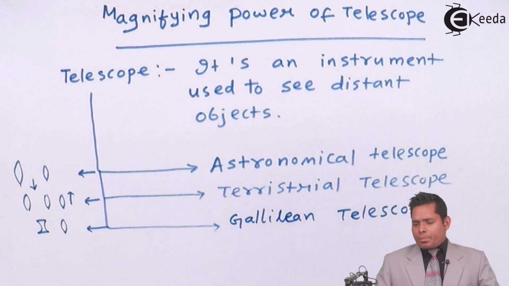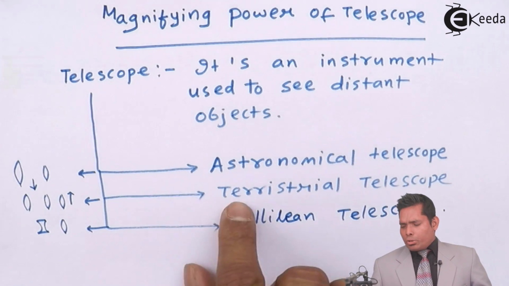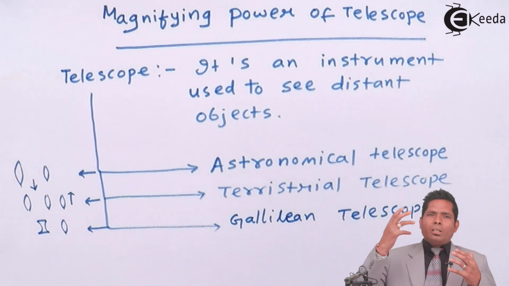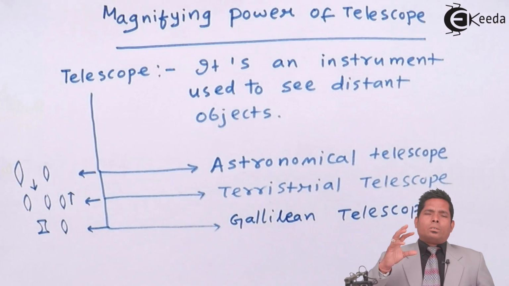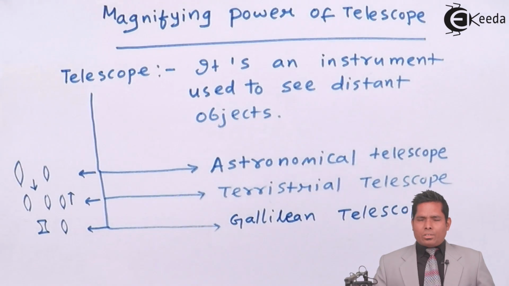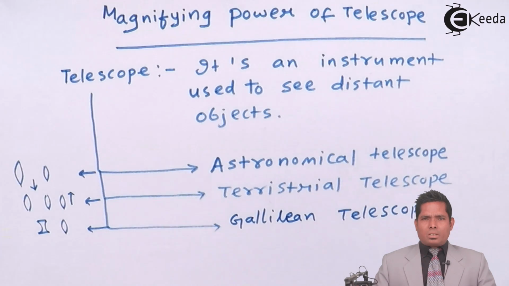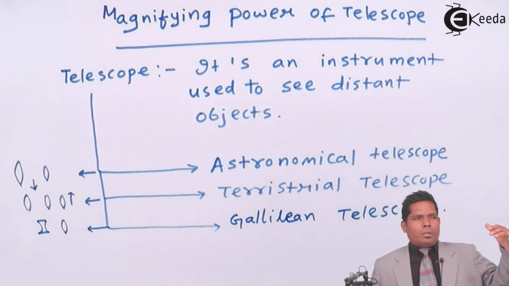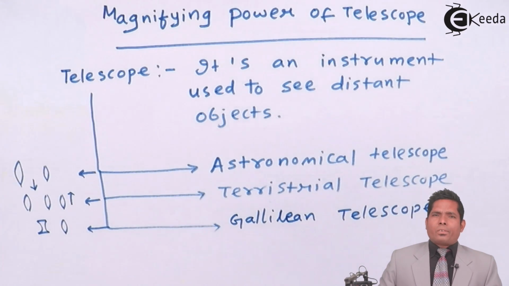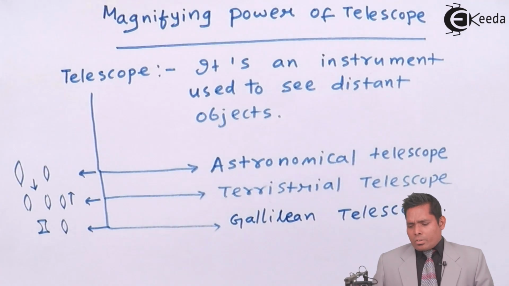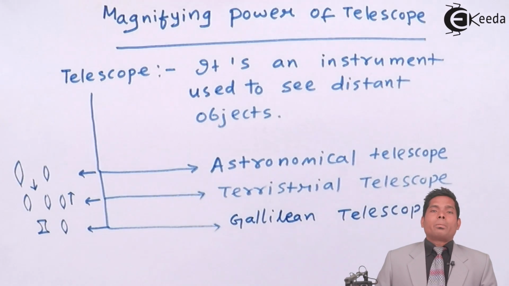The basic difference between the astronomical telescope and terrestrial telescope is that for astronomical telescope we see very distant object like the stars or the different planets. But in case of terrestrial telescope we see the distant object only on the surface of the earth. For example, if you want to see the distant hill or any distant place only situated on the surface of the earth, then we use terrestrial telescope. So let us now try to find the magnifying power of astronomical telescope.